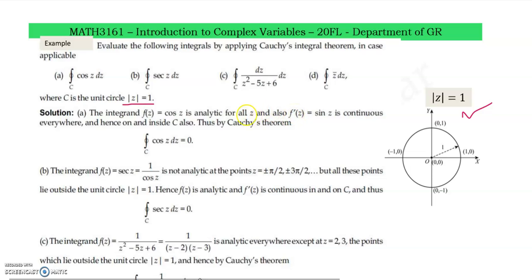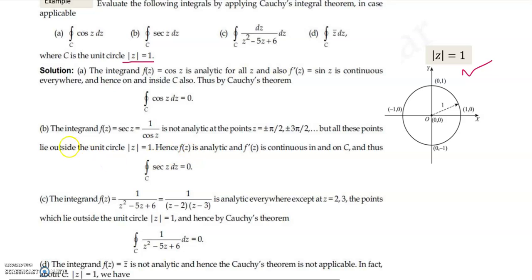Therefore we can apply Cauchy's theorem. So what we have to check? The function is analytic on the given C, on the given condition. Here the condition is mod z equal to 1. Then you can write the integral over C, gamma or C, of cosine z dz is equal to 0. Okay, now you see the second question.